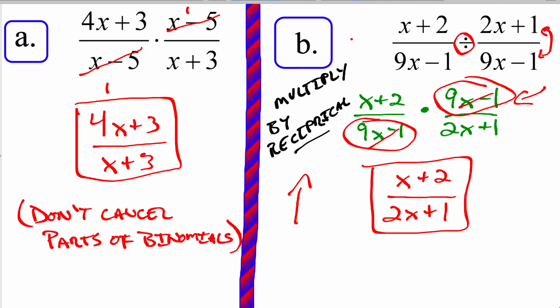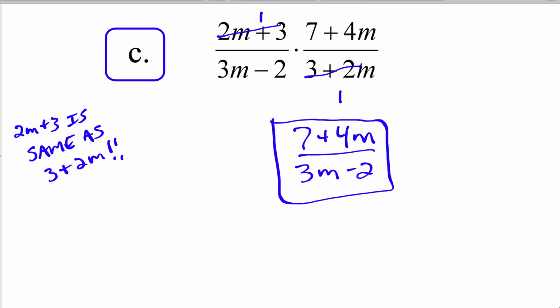Now on both of these, it says don't cancel parts of binomials. Like you cannot cancel. Do not do this. That's bad. Do not do that. That's bad. Okay, that's incorrect. You must leave it. You can cancel the entire binomial like I did here and here, but you cannot cancel pieces.